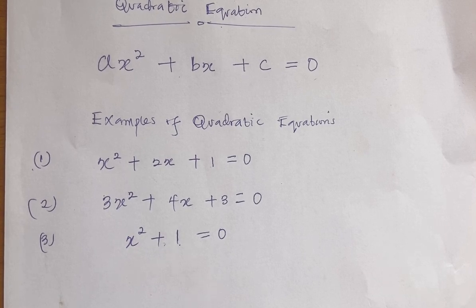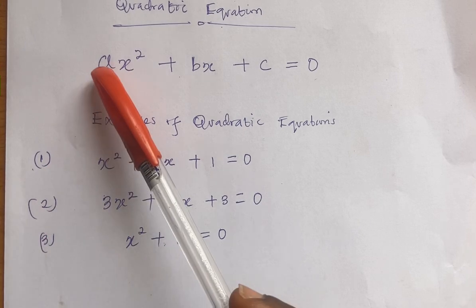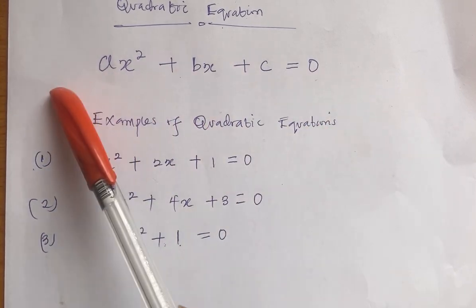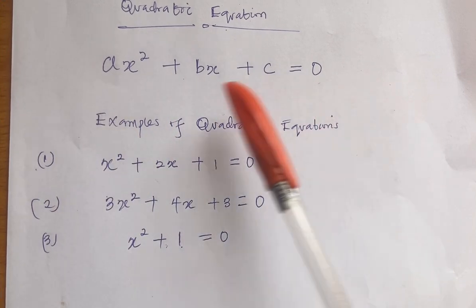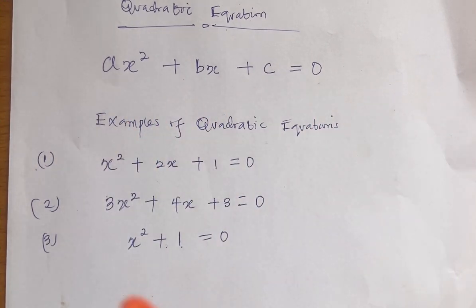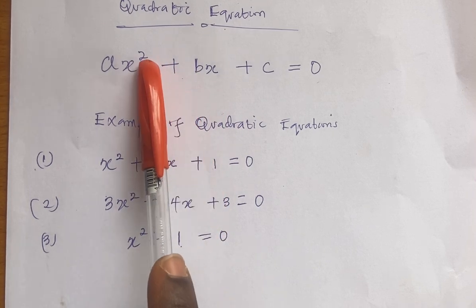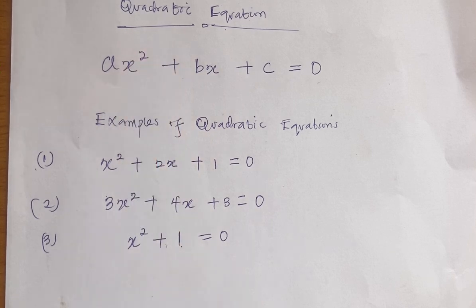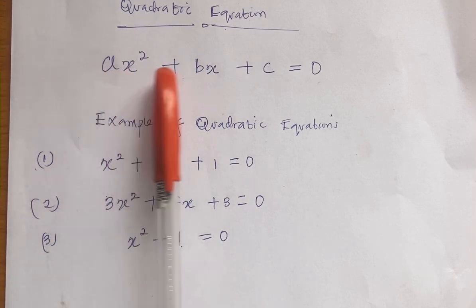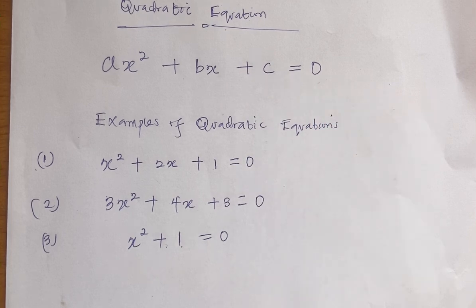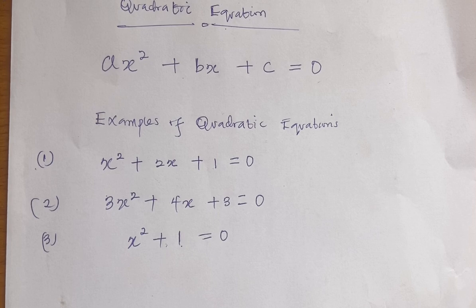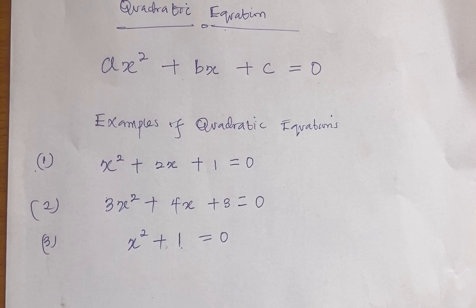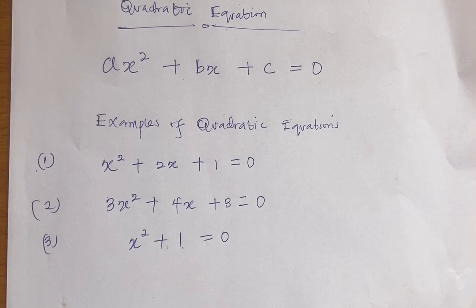So let's have a recap of what we just did. This is the form of a quadratic equation. When you hear quadratic equation, what should come to your mind first is an equation that has the highest power as 2. It's always raised to power 2. So let's have this form: ax squared plus bx plus c equals 0. In our next video, we'll be looking at the different methods you can use in solving quadratic equations.